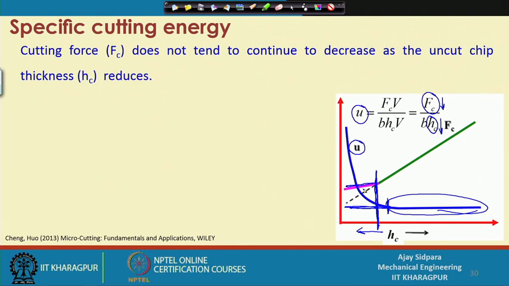So, now what is happening? Now let us write that equation again here, u equal to FC divided by B HC, correct. So, now mostly we know that this is in a 1 micron size. So, let us consider 100 micron, and force is also in a 1 to 2 Newton range, depending on the material and your other process parameter settings.